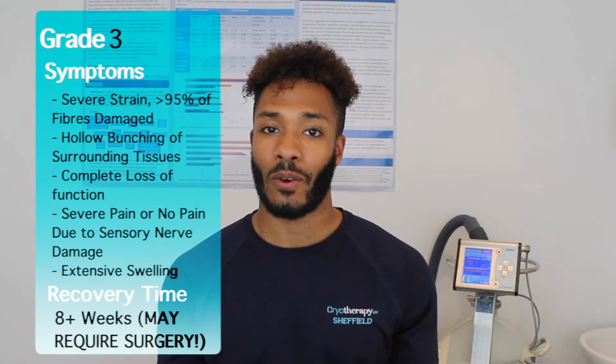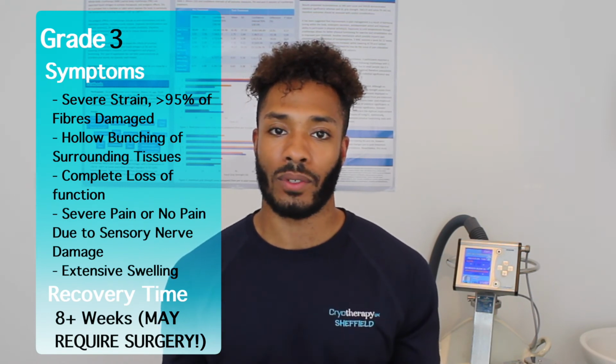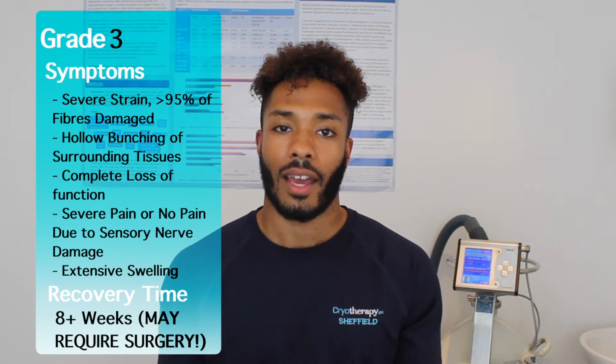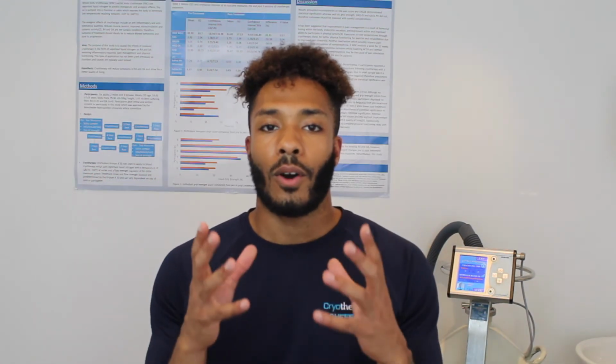The last and the most severe of strains is a grade 3. With a grade 3, it is likely that the muscle has completely torn, and you'll be able to identify this as there will be a hollow gap within the muscle. On a grade 3 strain, more than 95% of the fibers within the muscle have torn or been damaged. Due to this, there will be extensive swelling, extensive bruising, complete loss of function, and a severe amount of pain. With a grade 2 and grade 3 strain, it is highly likely that you will need to seek medical attention, as surgery may be needed to repair these damaged tissues.